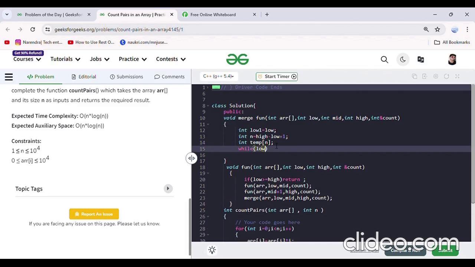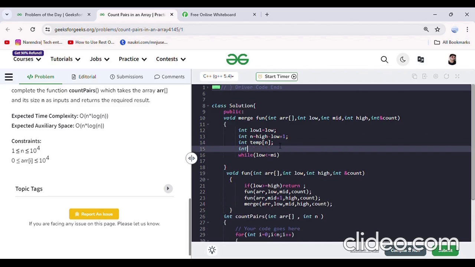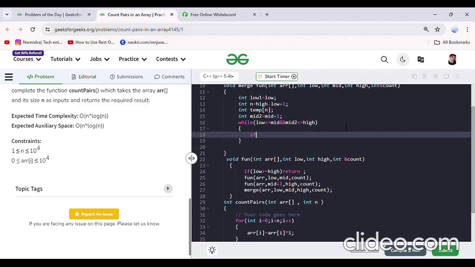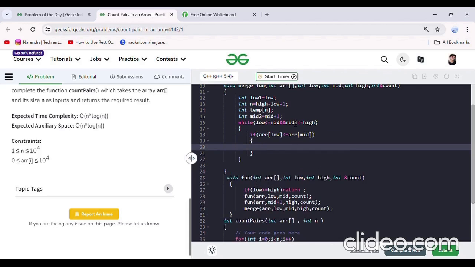Now while low is less than or equal to mid, and I am taking another mid, second mid 2. Let's suppose this is mid 2, mid plus 1, mid 2 is less than or equal to high. Okay, if ARR of low is less than or equal to ARR of mid, then I am arranging the elements in a descending order.